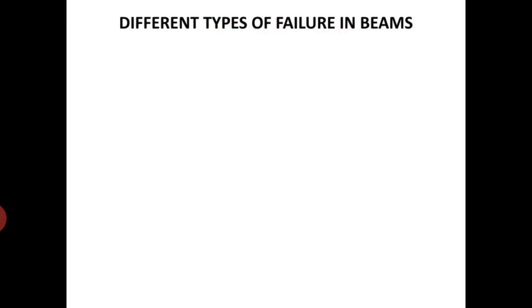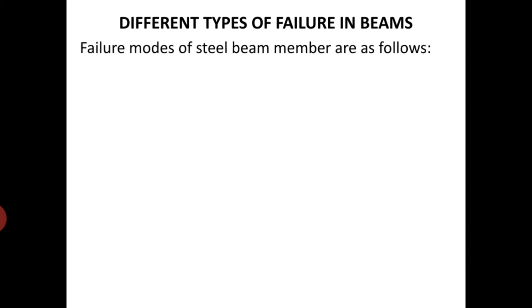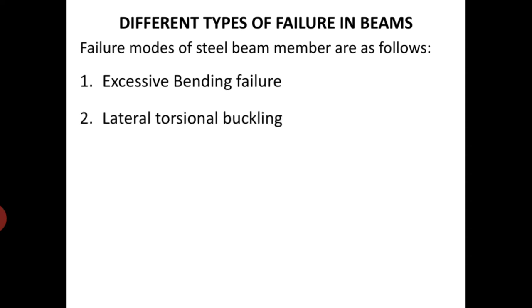So let us discuss the types of failure in beams. There are four modes of failure of beams. The first one is that the beam may fail by excessive bending failure. Second, it may fail due to lateral torsional buckling. Third, it may fail due to local buckling. And fourth, it may fail due to local failure.